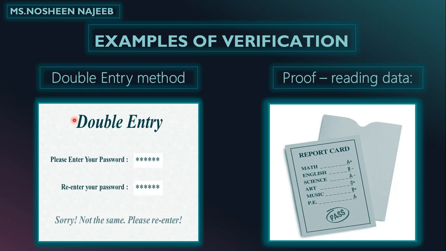I'm going to share some examples of verification over here. The first one is the double entry method. As you know, for creation of your account, any social account, or for example, whenever you want to log in to digital banking, they always ask you to enter your password once and then they ask you to re-enter your password, right?